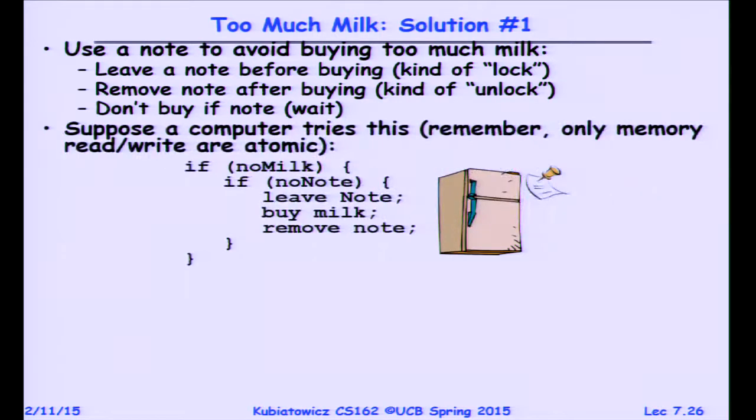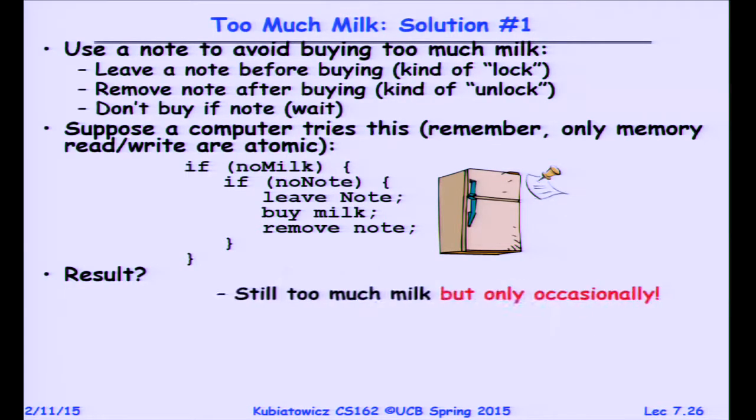Now, unfortunately, computers are not very clever. And so if a computer tries to do this, we run into a problem. If no milk, and if there's no note, leave a note, buy some milk, remove the note. Does that seem like the solution you'd come up with? What's the result? Well, you could end up with two people trying to put notes on the fridge simultaneously.